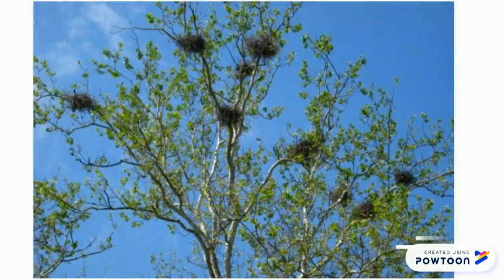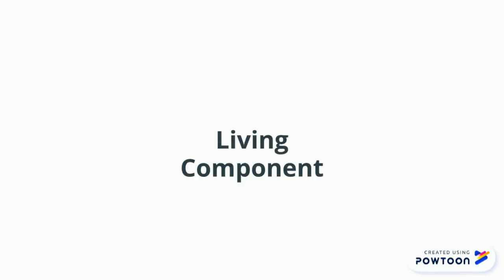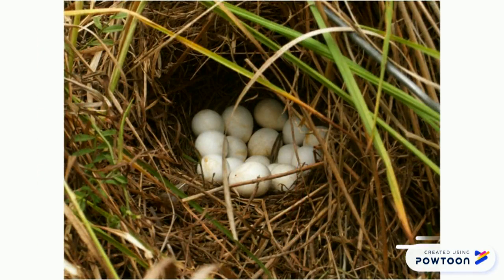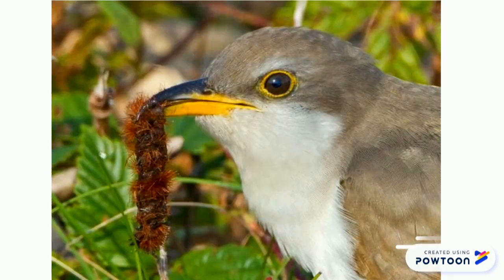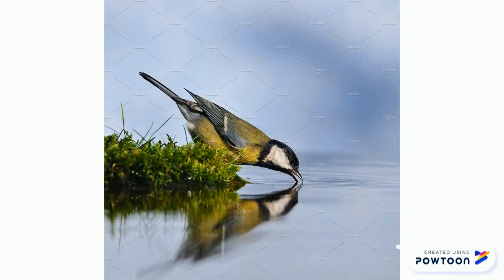Birds live all over the world in nests in trees, in our homes, and even in cold climates such as Antarctica, like the penguin. A living component in the life cycle of the bird would have to be the trees and the grass on the ground where they build their nests, and the insects that they eat. A non-living component would be the water that they drink.